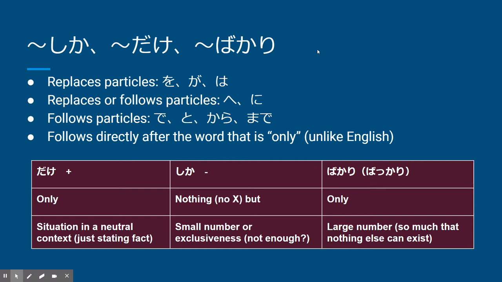And shika is the same thing. It also means only, but it uses an ending of a negative. So that becomes nothing but a blank. And then bakari is also only, but the context is a little bit different. So the context is different for all three. I want to explain all of them, but I will go through them in the order that I have up here. So that.